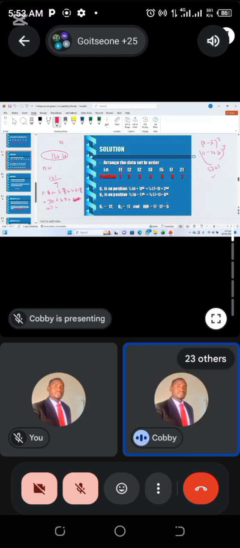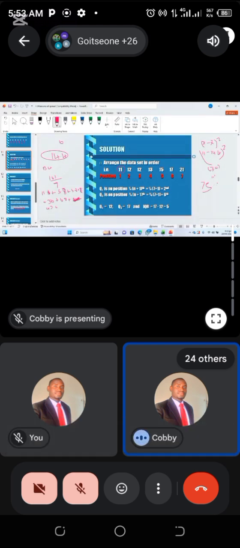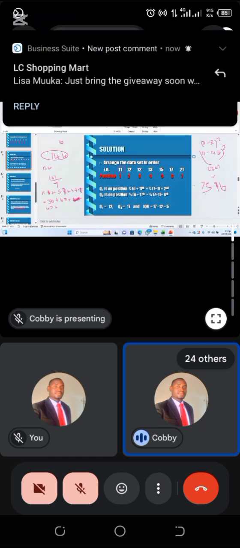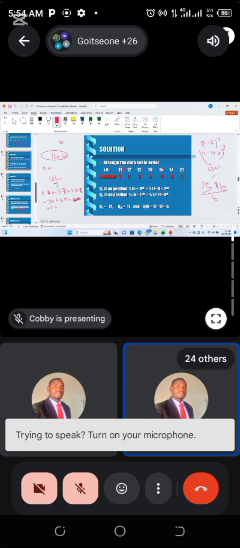It gives us what? 75.96. Okay, this is what we found now. So once we find this one, we have to divide now. This is the total sum. We have to divide by the degree of freedom, which is what? 6. Which is 6. This one is going to give us what?